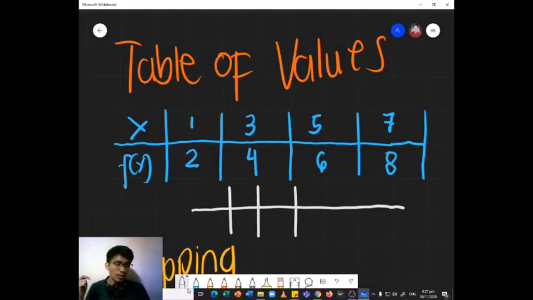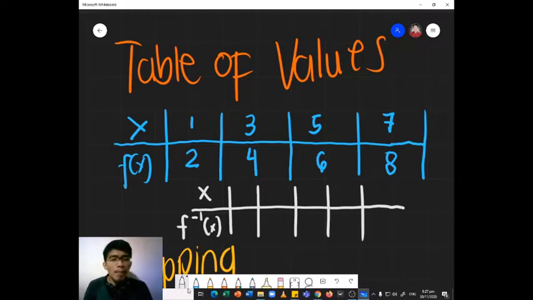So let's create now a table of values. I have here my x, and again I have to put -1, indicating that this is now the inverse of the original table of values. Again, in my original x values or my domain, I have 1, 3, 5, and 7, and that is located here in my x variable, or my input.